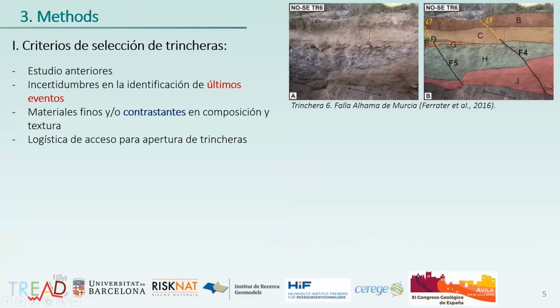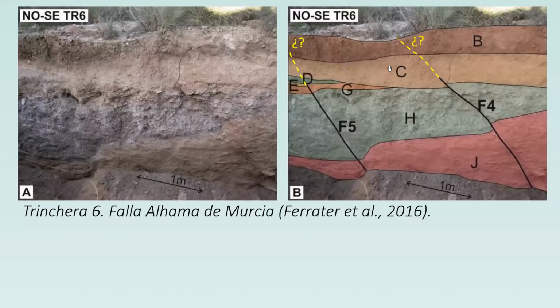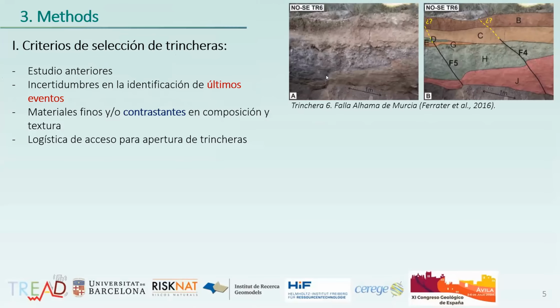I think, as I told you, it is to have previous studies. I always show this picture, which is the main point of my PhD. Here you can see these horizons B and C that are not clearly faulted by faults number 5 and number 6. I think it changed completely the history and the fault behavior and everything. So that's why it's really important to know the previous studies regarding fault behavior and paleoseismology.